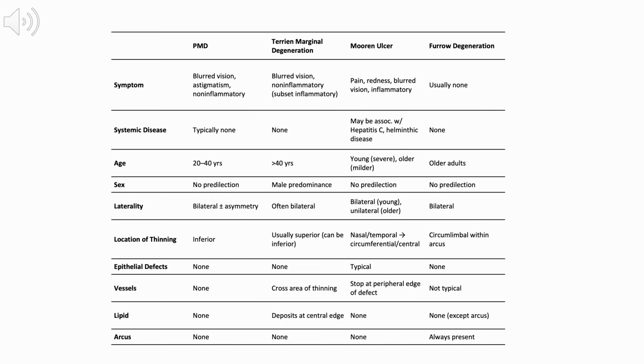Furrow degeneration is usually seen in older adults and is characterized by a circumlimbal thinning within the arcus. It is non-inflammatory, bilateral, and asymptomatic. No vessels or lipid are present apart from the arcus, which is always seen.